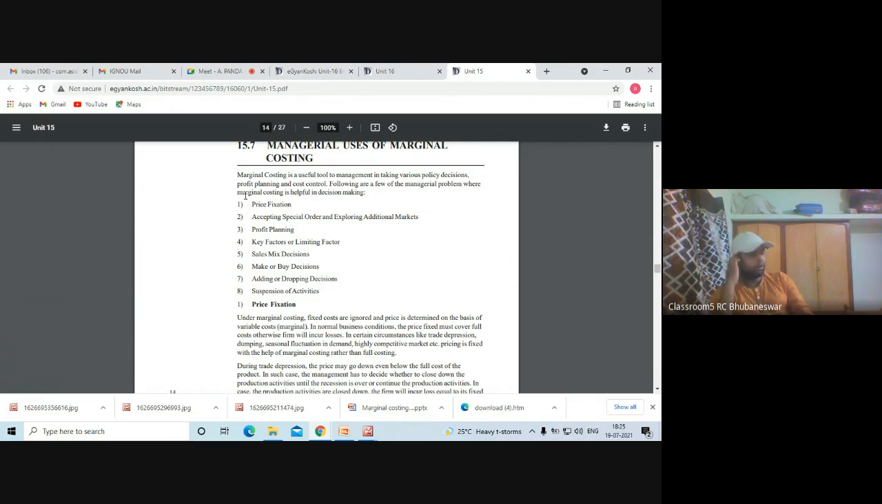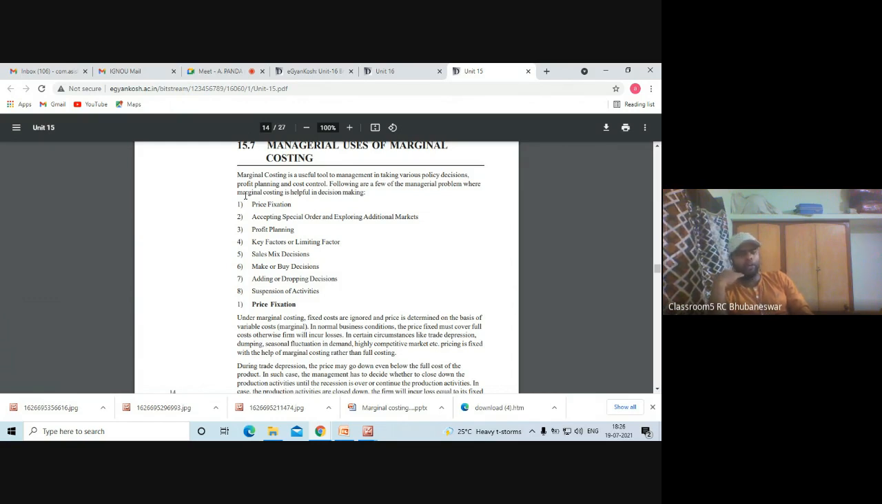Next, profit planning. This is as regards the desired profit. All the questions one by one you will practice, then you will get what possible questions will come in the examination. In profit planning, the formula contribution is equal to fixed cost plus profit will be applied. So fixed cost plus desired profit divided by sales is equal to PV ratio. That particular formula will be applied to make this profit planning.